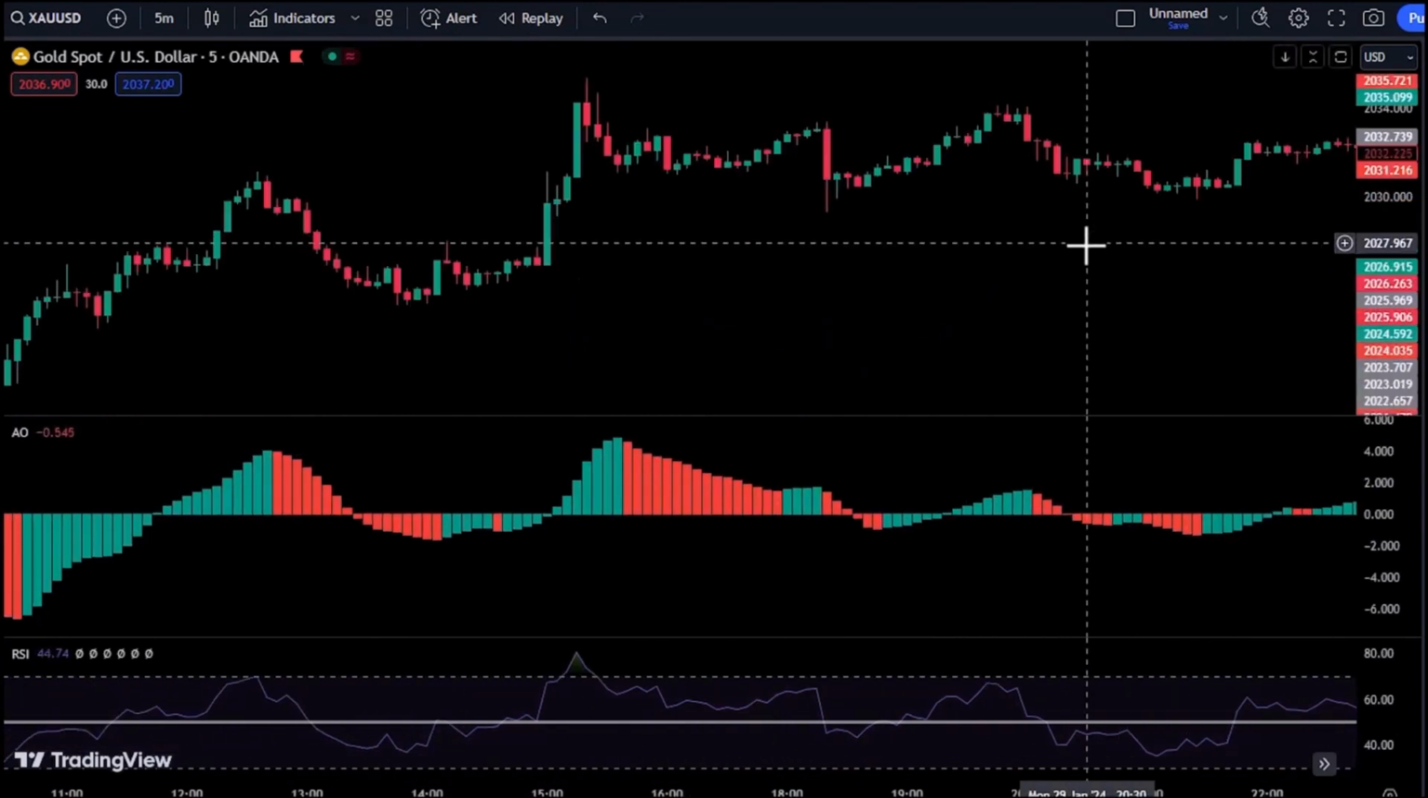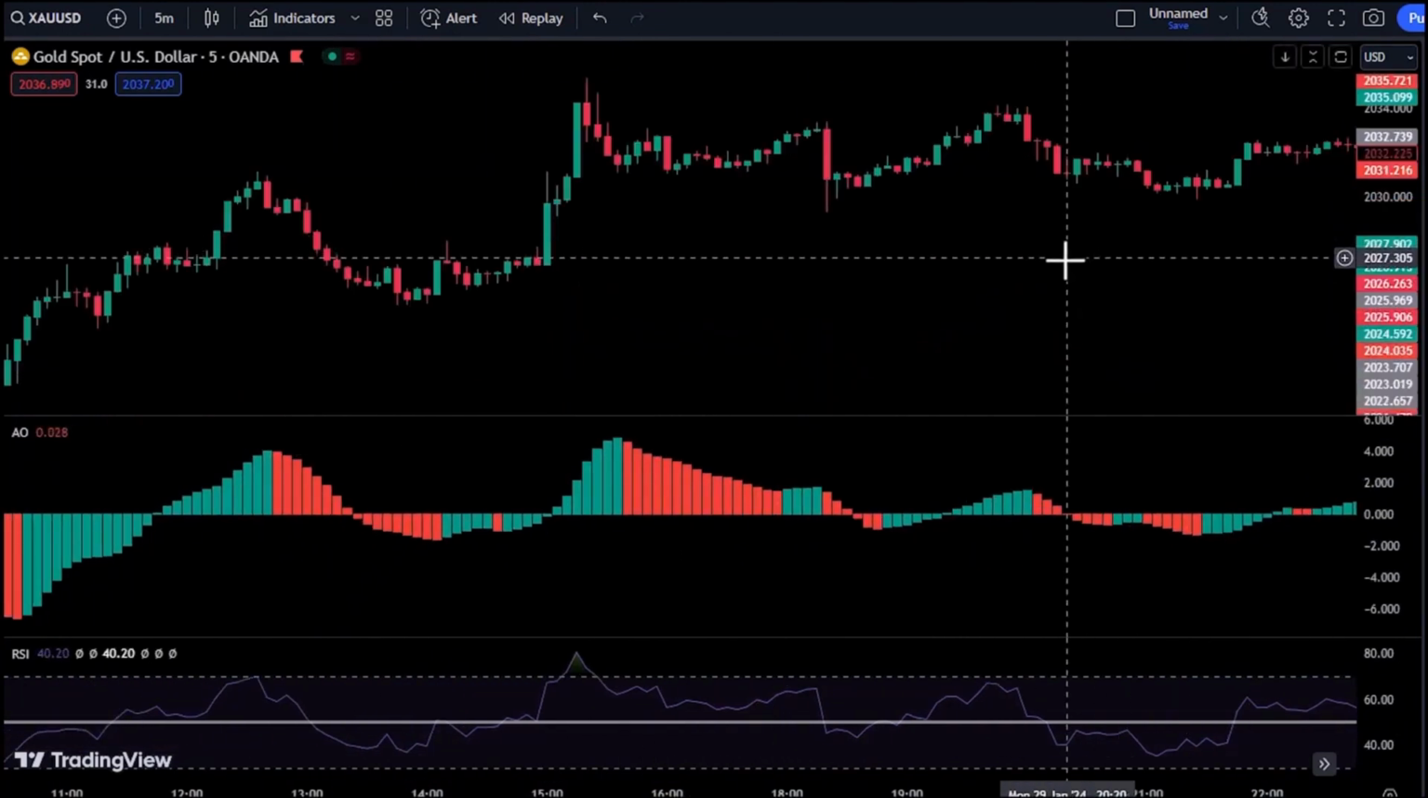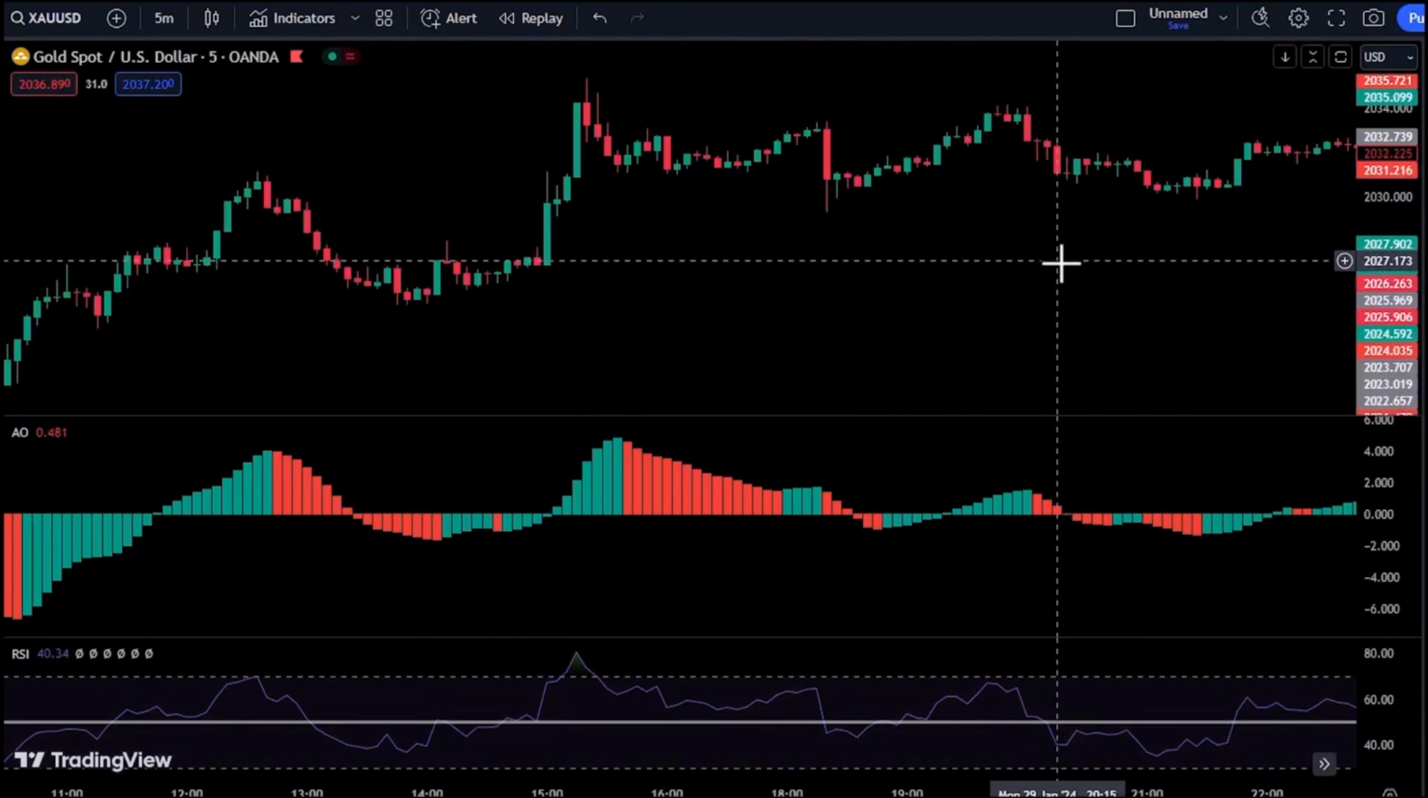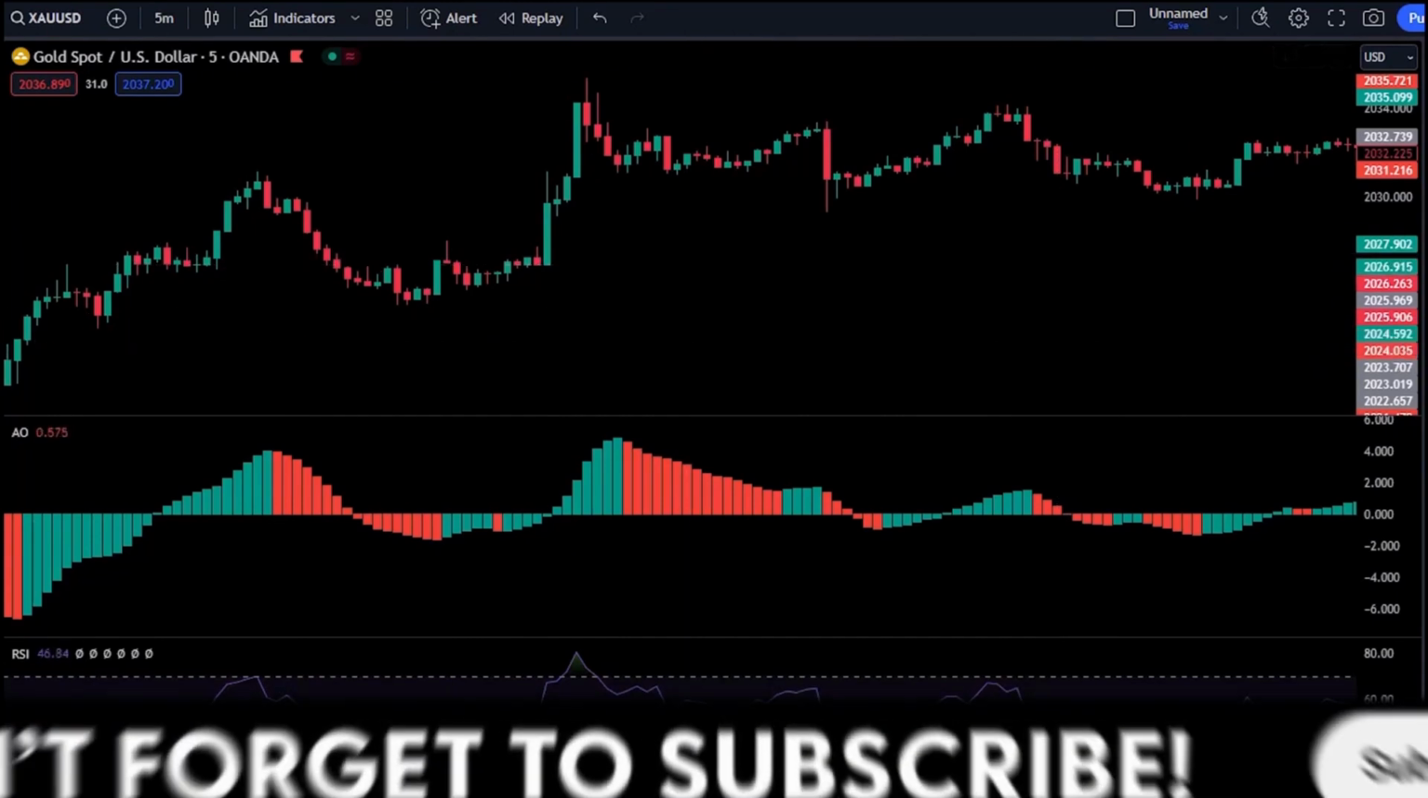You can see that the signals this method gives us are not very frequent, but of the signals that are given, approximately 80 to 90% of the positions we receive are successful positions.